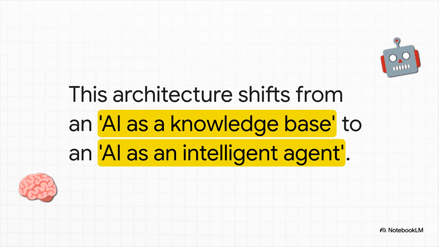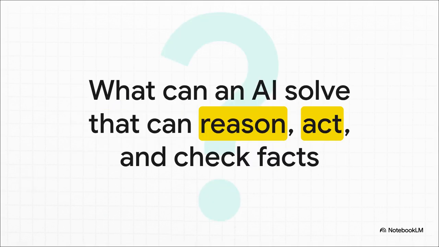And that really brings us to the big takeaway here. This whole blueprint represents a massive shift in how we think about AI. We're moving away from seeing AI as just a knowledge base, like a fancy encyclopedia. Now we're talking about AI as an intelligent agent, one that can think, act, and actually solve problems for you in the real world.